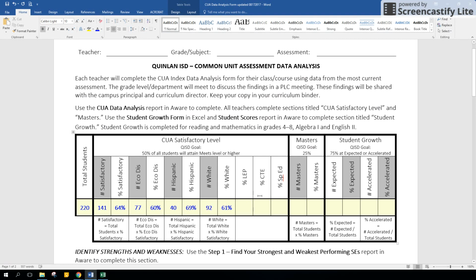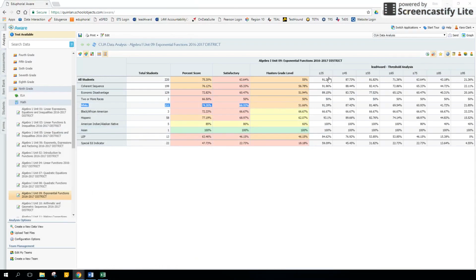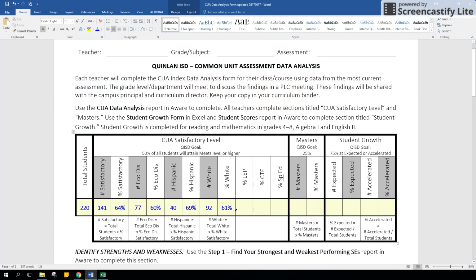Now, the LEP, CTE, and special ed percentages, those are all part of our PBMAS accountability, which is a portion of our accountability that we're needing to track. So we're asking you to record the percentage of those students meeting satisfactory level. So looking at our LEP, following the same process, 46%. I'm recording 46%. Remember, our goal is 50%.